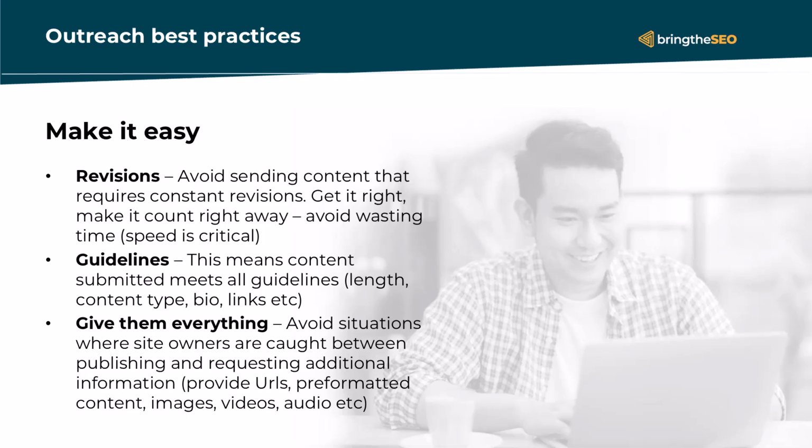Okay, this means you take the time to review the submission guidelines. Make sure that the content meets all of those guidelines, including length, the content type, bio, links, and everything. And my last point here, and this is essentially what we do, right? We give them everything. We want to avoid situations where site owners are caught between publishing and potentially requesting additional information. We didn't get the URLs for that, or we didn't get the image, or can you provide a graph or data that backs up this point? You want to try and avoid all of that. Again, you want to get to yes, and you want to get there quickly.